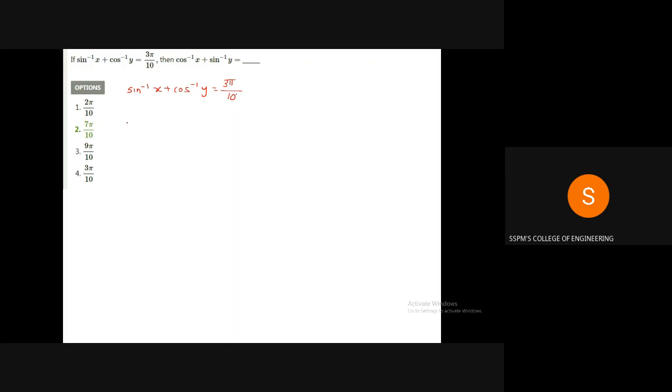How can we write sin inverse x? If you want to convert it into cos inverse x, the conversion is sin inverse x is equal to pi by 2 minus cos inverse x. And cos inverse x is pi by 2 minus sin inverse x. We will use these two results here and try to simplify this.